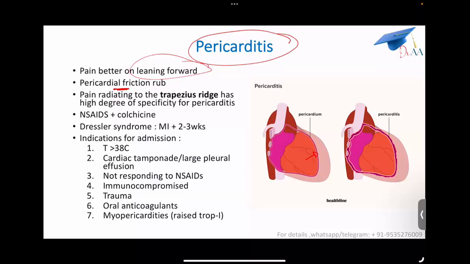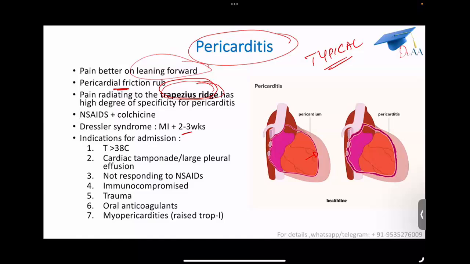So typical history will be: on leaning forward, my pain increases. The pain is more pleuritic type of pain. I feel it is kind of pricking type or stabbing kind of pain I am having. And this pain becomes much better when I'm lying flat. That is the typical history. What I said now holds good for pericarditis. If you see RCM learning, they have said one of the most specific symptoms is pain radiating to the trapezius ridge. That is pain radiating to your upper back is one of the most specific symptoms, but it is very rarely seen. That is also a problem.